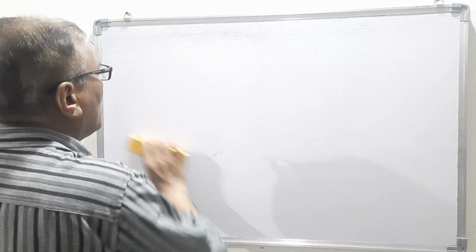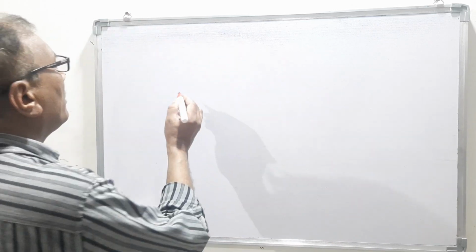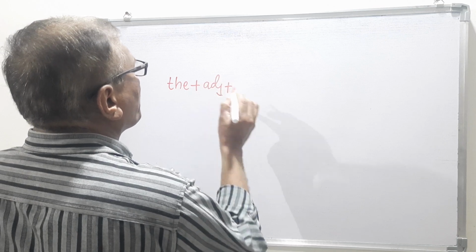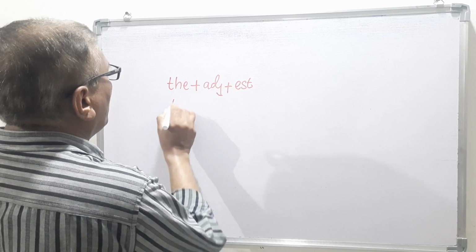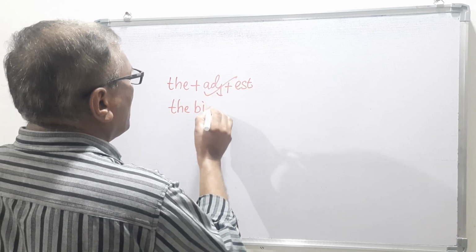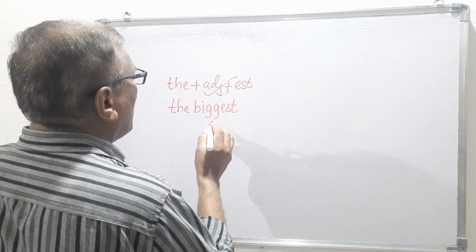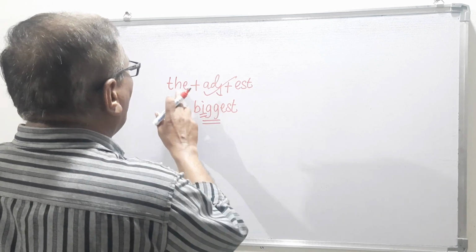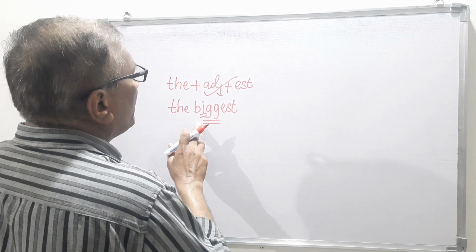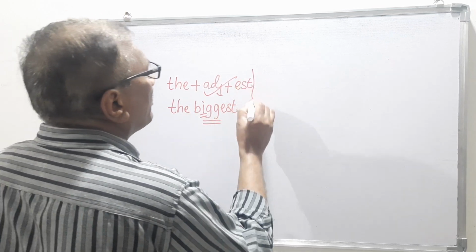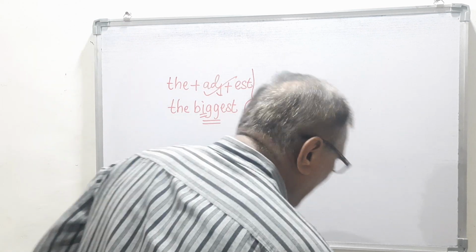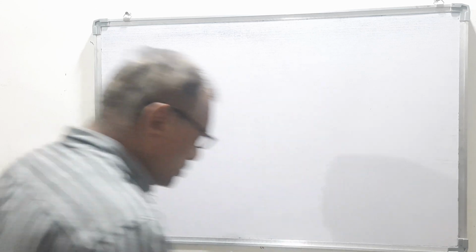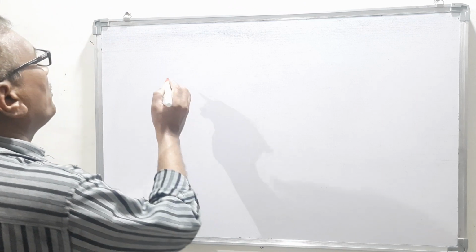Now we will discuss the SD form. Remember, how will be the SD form? So the plus adjective plus est. So remember here the adjective is big and est, biggest. Remember here is double G because this is the vowel. So here is the double G. I have taken big adjective and est. So in this way we can make the SD form. So if we want to make the comparative, positive and superlative degree forms, then we can make those forms like this.